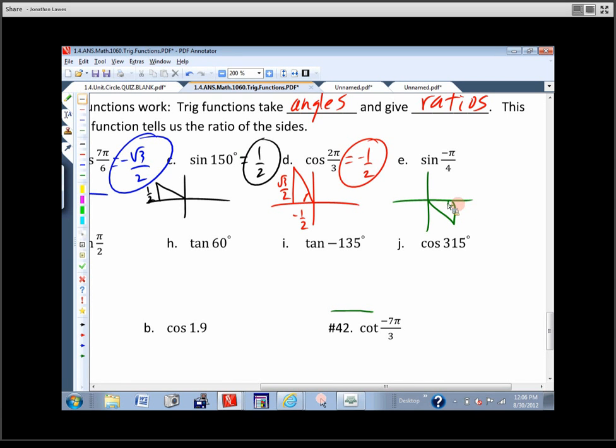Which one do we want, the x or the y? The adjacent or the opposite? We want the y. We want the opposite one here. I'm going to write radical 2 over 2 because that's what they are if the radius is 1. And what mistake have I made? Got to be negative. So the answer is negative radical 2 over 2. Okay, are there any questions there?